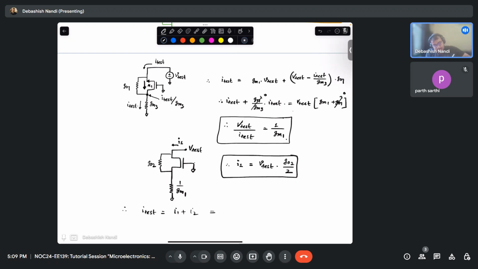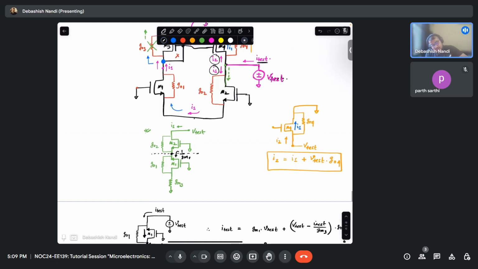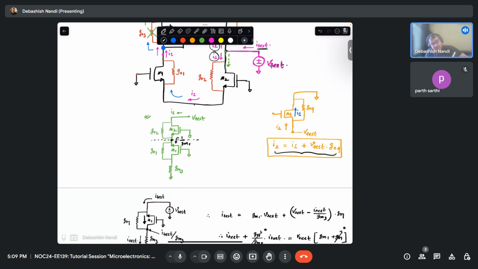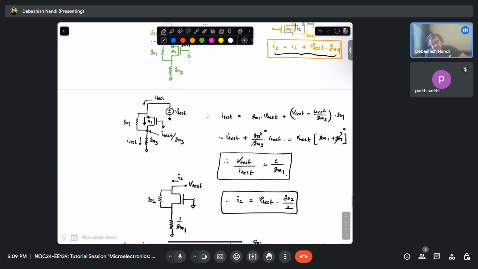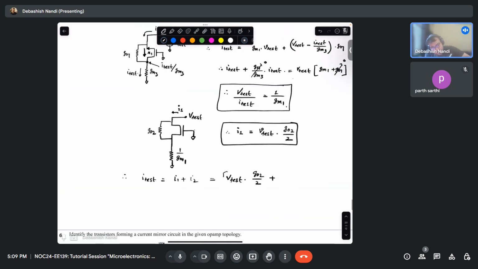So what is your I1? V test times G02 by 2 plus I2. What was your I2? I2 was I1 plus V test times G04. That means this times 2 plus V test times G04. So your R out will be equal to G02 plus G04.